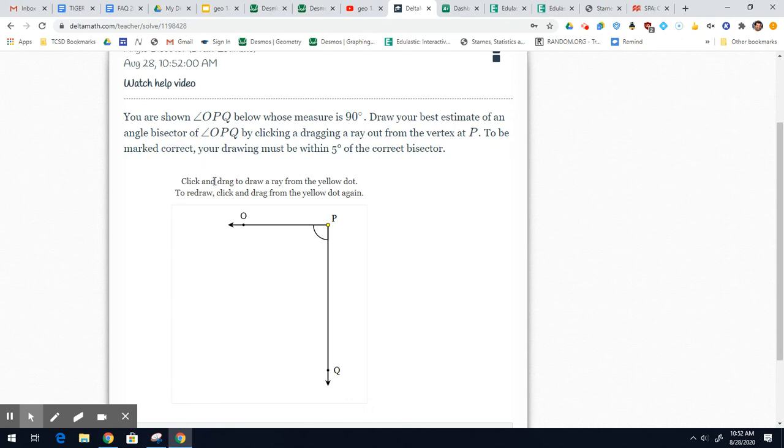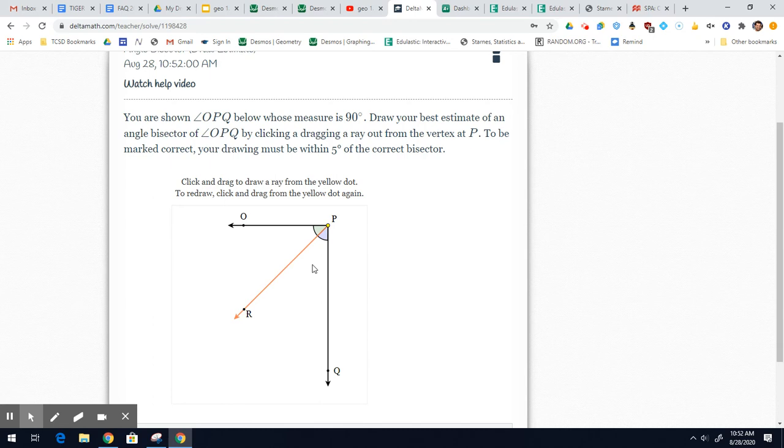So again, it says click and drag to draw a ray from the yellow dot. So I'm estimating where R should be so that it splits. So this ray PR splits the angle into two congruent angles. That's what bisect means. And I'm looking at those arc regions, green and purple I think, to see where I think it's about equal. And I think it's about right there.